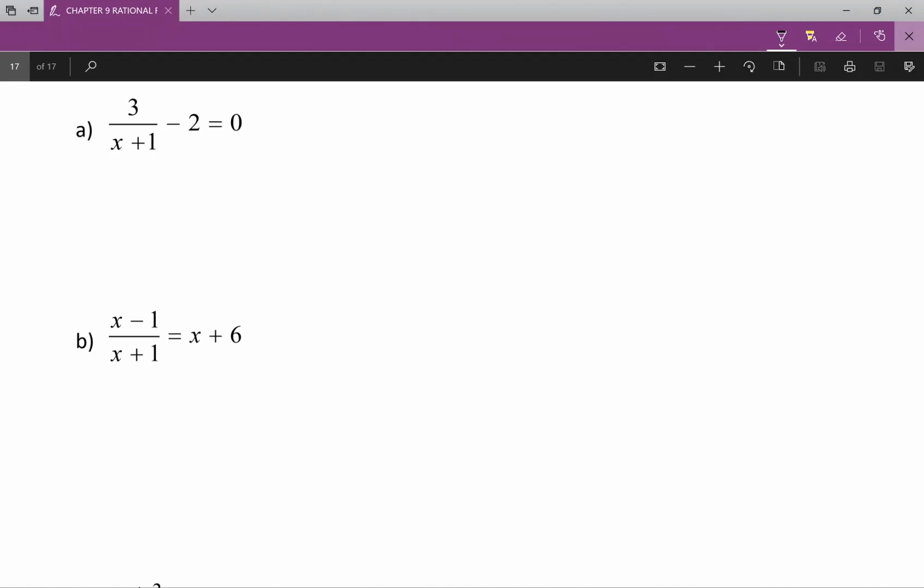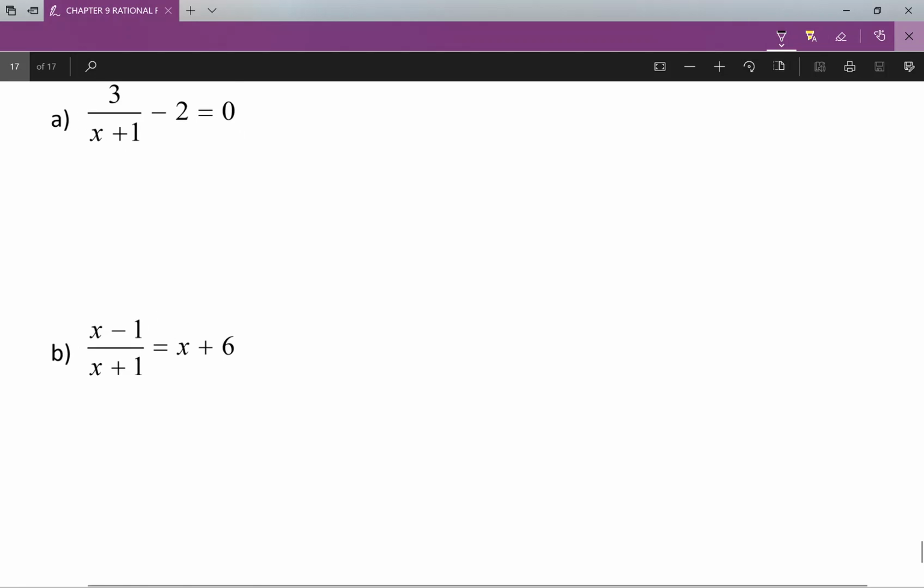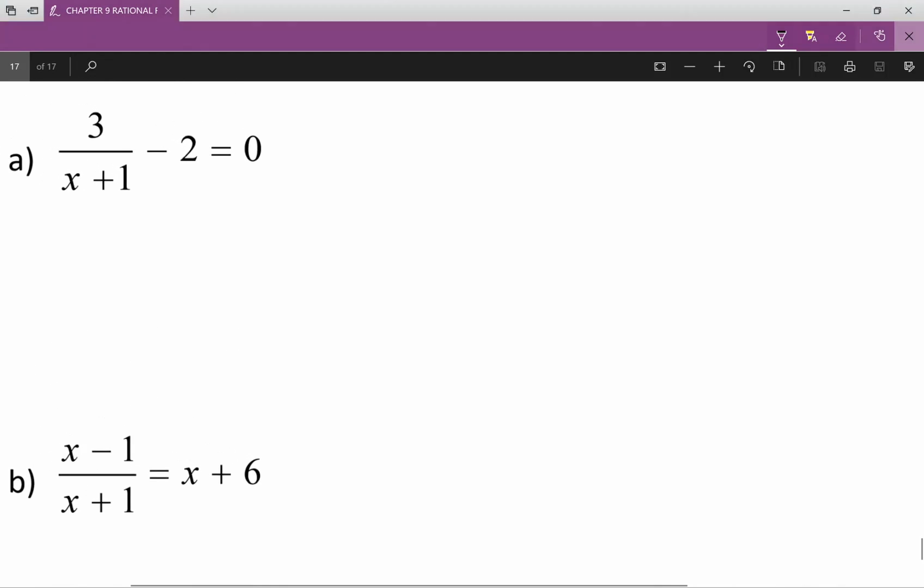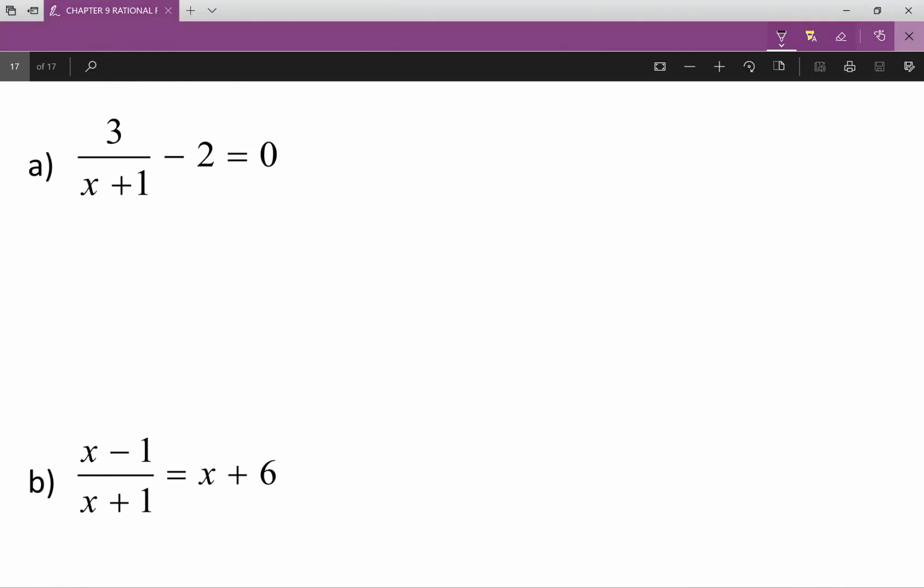Oh, okay, y'all. Let's do us some solving rational equations. So what I'm going to do is, in each of these cases, I'm actually going to rewrite the first step, just to give myself a bit more room to work on this equation. So we start off, and I have the 3 over x plus 1 minus 2 equals 0.